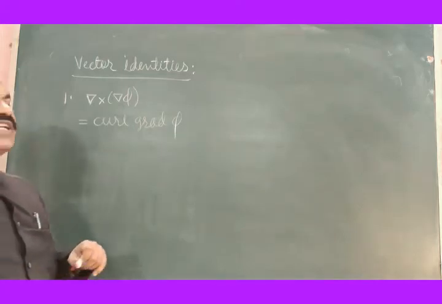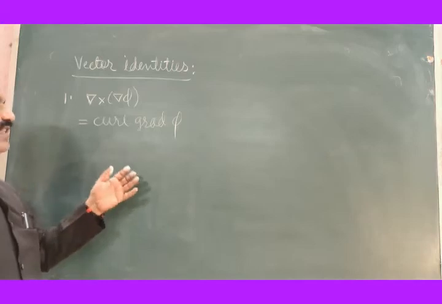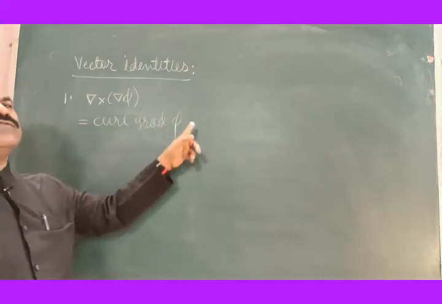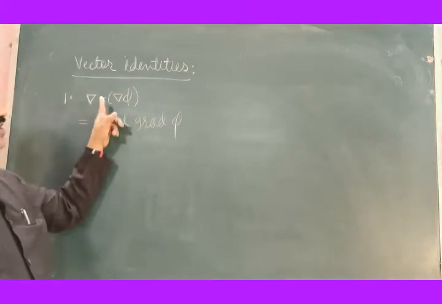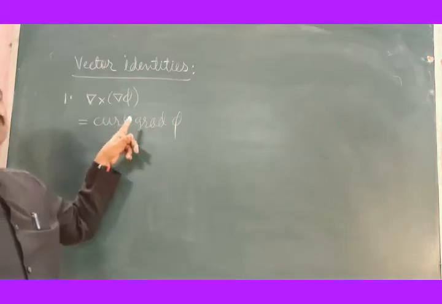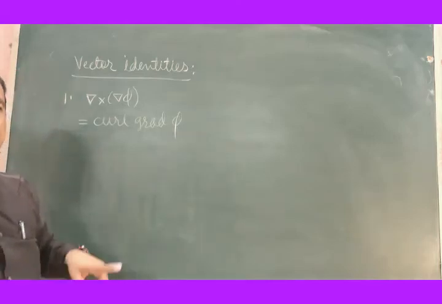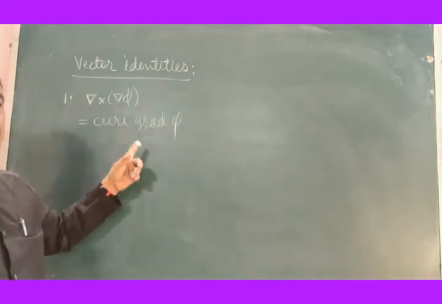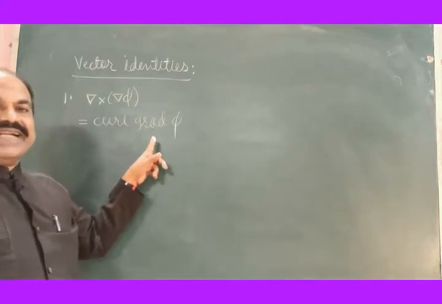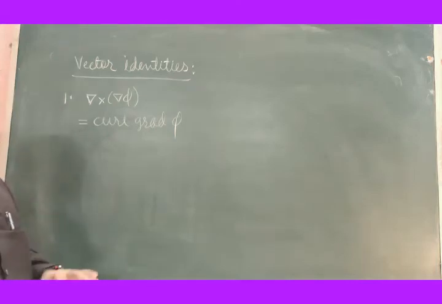What is the first vector identity? Del cross del phi. What is del cross del phi? Del cross del phi is nothing but curl of grad phi, meaning curl of gradient of a scalar function phi. Let us try to discuss this identity.